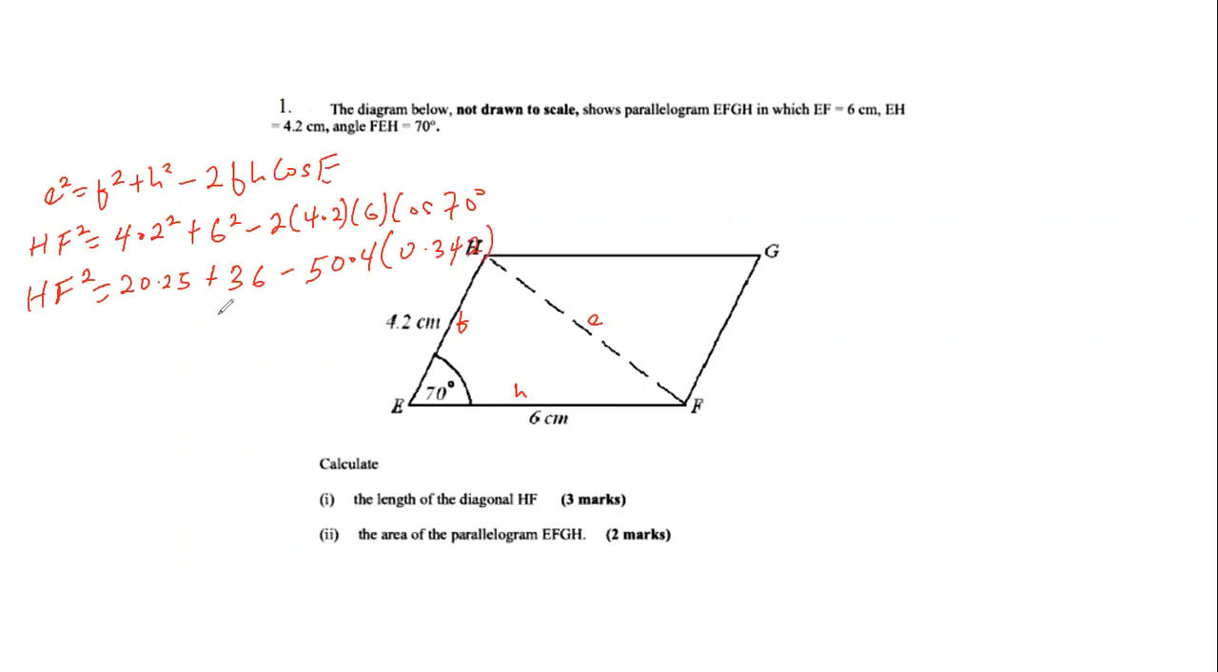0.342. Okay, all right. So we'd have to say HF square. We add this to, what do we get? 56.25. Right. Then multiply these two. And then they get, what is this?